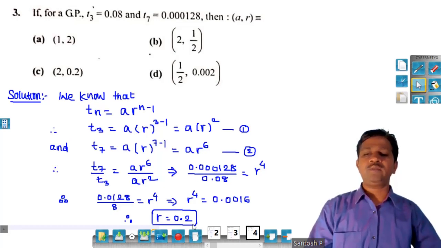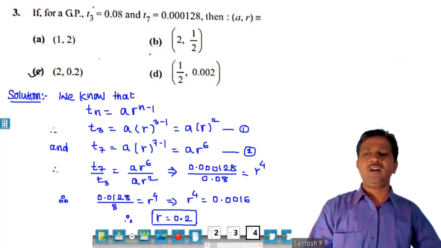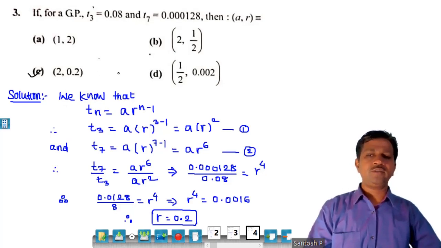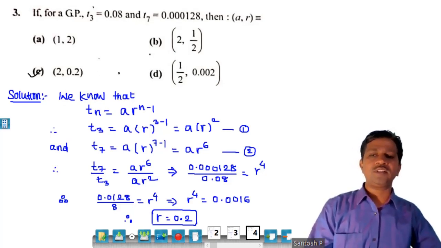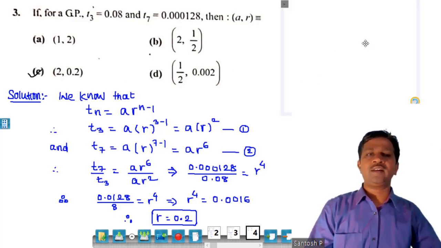When I am getting R equals 0.2 in only one option, then I must write that as the correct answer. We are learning this for CET, the competitive examinations, and in competitive examinations you must see the options. Very important thing: you should not go for the detailed solutions up to the last. If you can guess the correct answer by any method, then you have to write that answer.